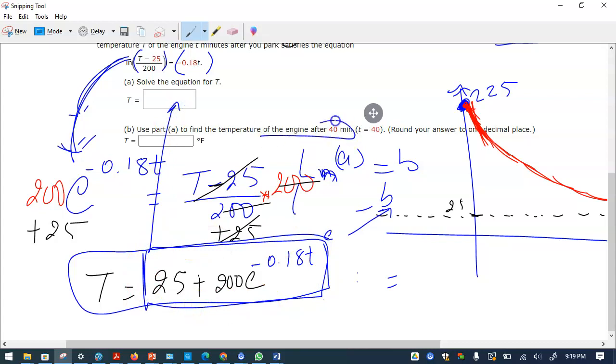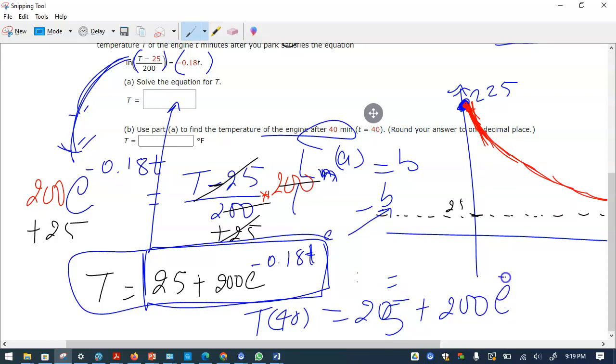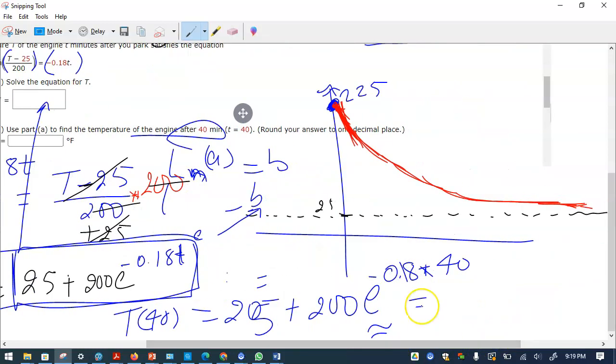And the second part is 40, so you plug in the 40 right here. So T of 40 is 25 plus 200 multiplied by e to the minus 0.118 times 40, and then you plug this in the calculator, and the answer we're going to end up with, I want you to write in one decimal place, you'll get 25 point something. As I say, if you get confused, please ask me.